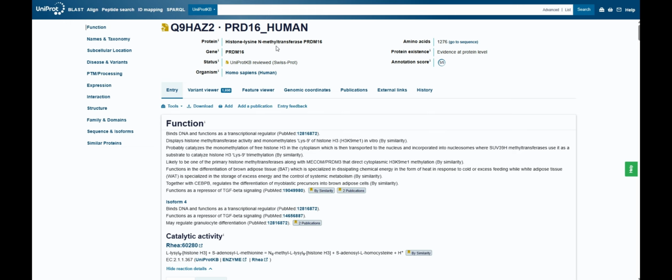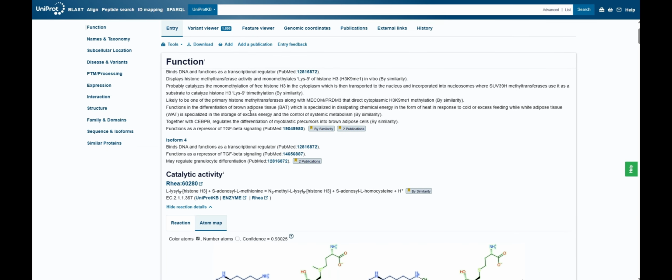Histone-lysine N-methyltransferase PRDM16. So if you don't know what that is, which you probably don't if you're a layman, you would go to the function. And here it binds DNA and functions as a transcriptional regulator, so that's going to affect what proteins are being made. Several steps removed, but for a lay person. Displays histone methyltransferase activity and monomethylates lysine 9 of histone 3. My current study is on a lot of this, but you could just skip that line. Likely to be primary. Okay, yeah.